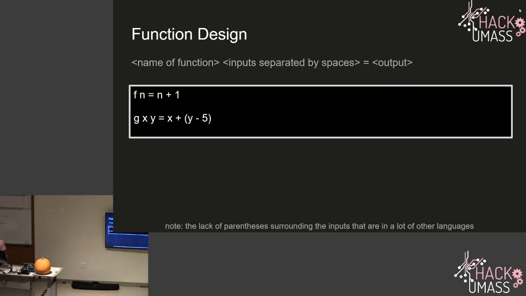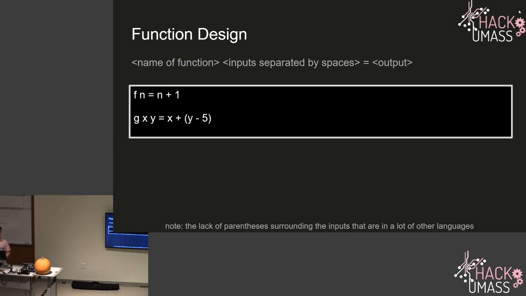So, function design. How do you design a function? It looks a little different than Python or anything else you've seen. The way we do it is we say the name of the function. In this case, we're going to name it f. It can be anything, but the first letter should be lowercase, preferably camel case. It doesn't enforce camel case, but that's what I prefer. Then you have all the inputs separated by spaces. If we want to do just f with no inputs, we can say f equals. After all the inputs, you put an equals and the output that's desired.